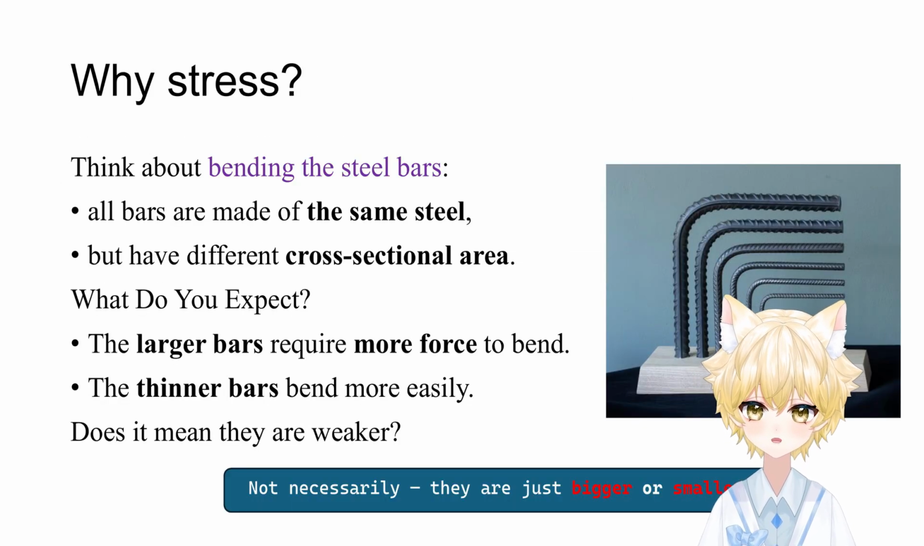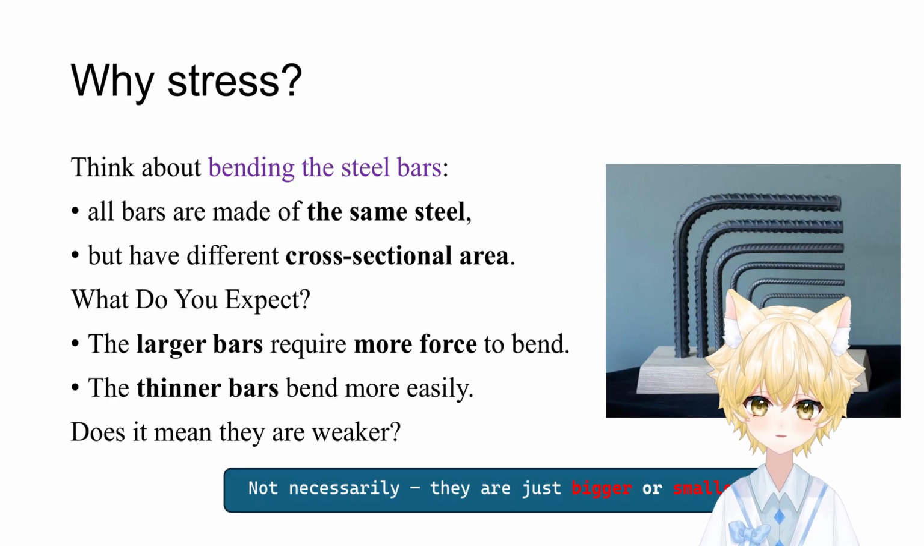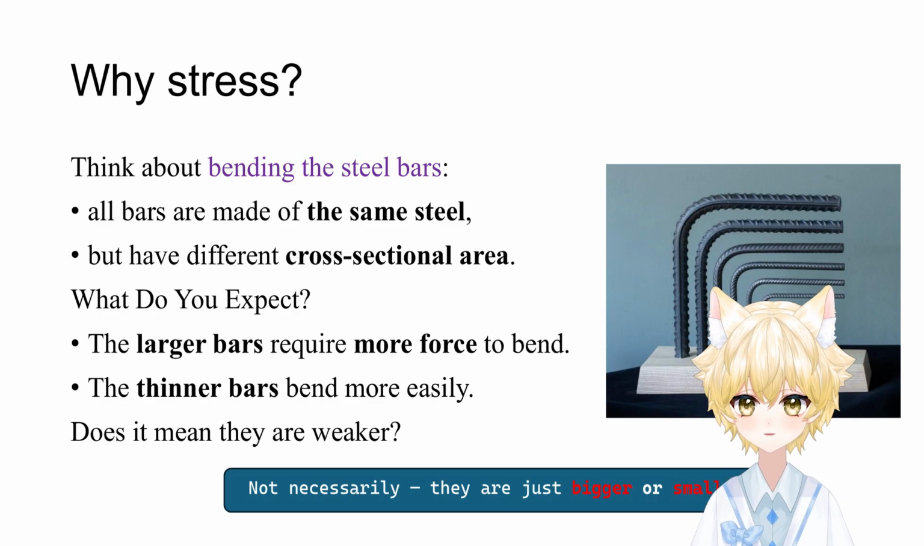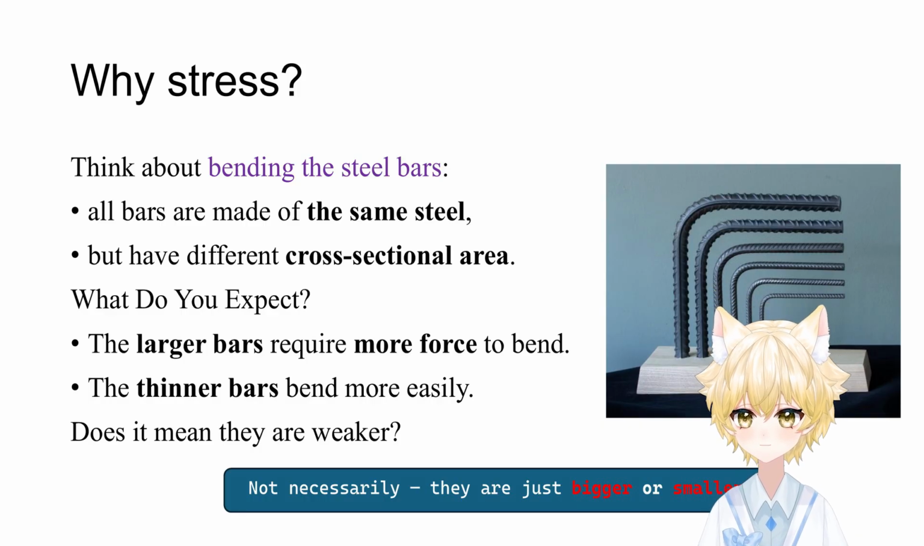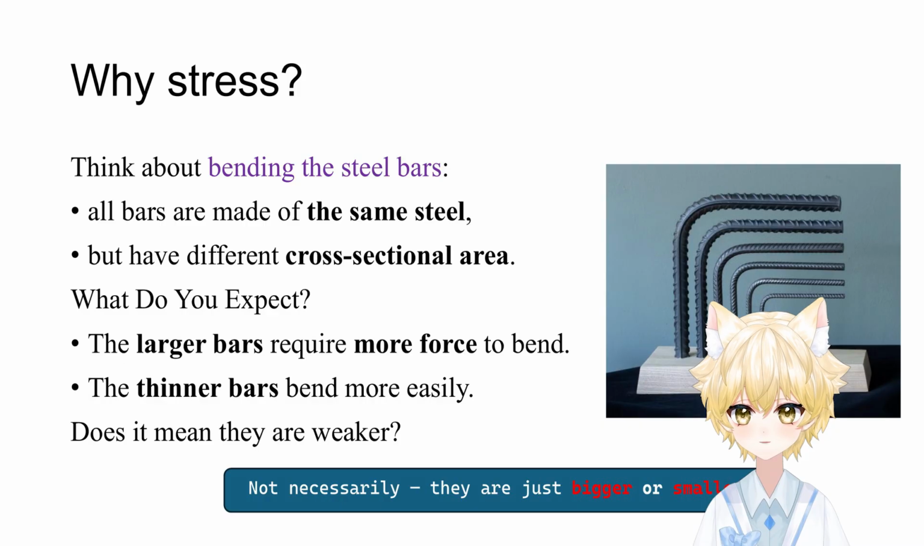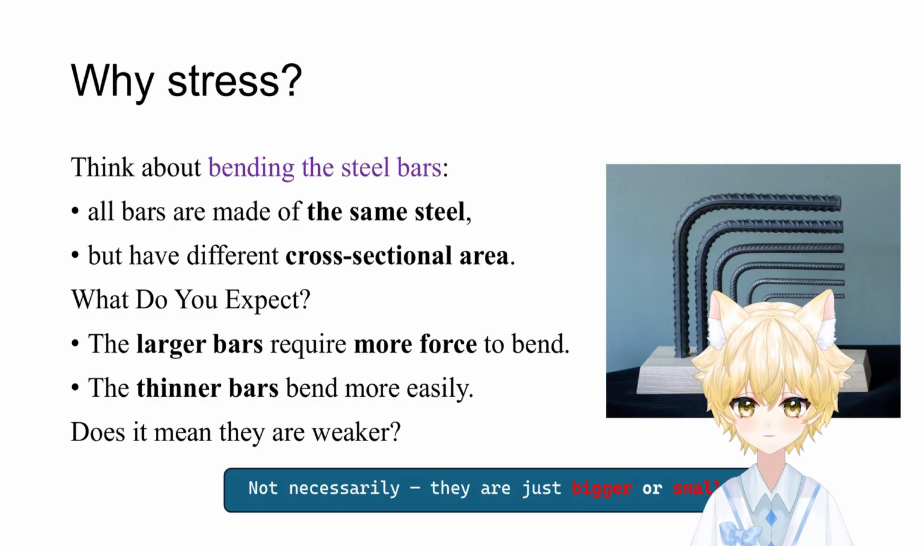Let me explain why we use stress and strain instead of just force and displacement. First, think about bending steel bars. Imagine several bars. They are all made of the same steel, but they have different cross-sectional areas. What do we observe? The larger bar needs more force to bend. The thinner bar bends more easily.